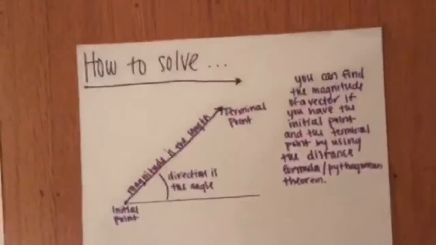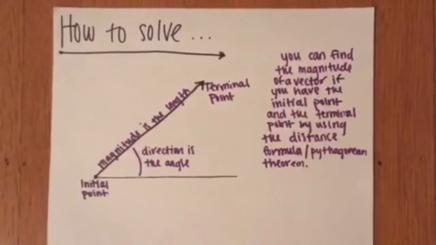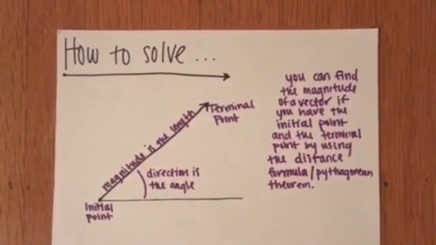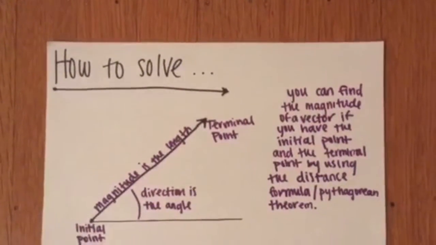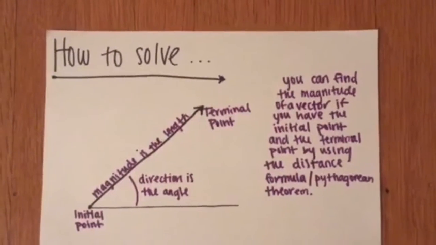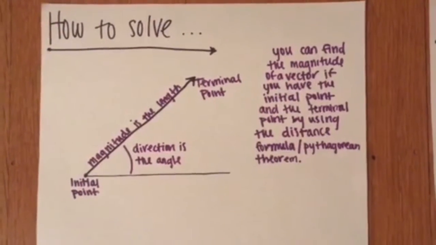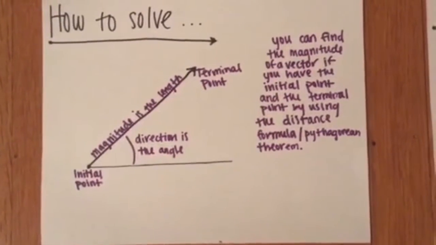So, how do you solve a vector? The direction is the angle of the vector along the horizontal line, and the magnitude is the length. If you have the initial point, which is the starting point, and the last point, which is called the terminal point, then you can find the magnitude by using the distance formula or the Pythagorean theorem.